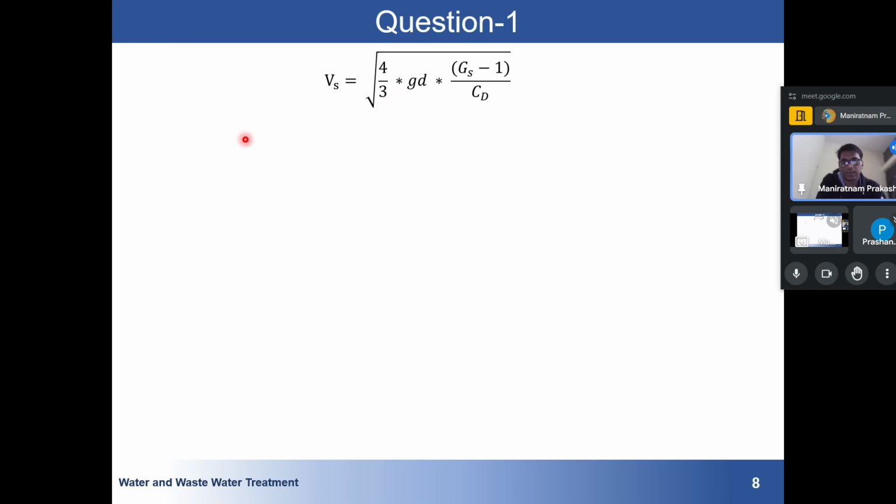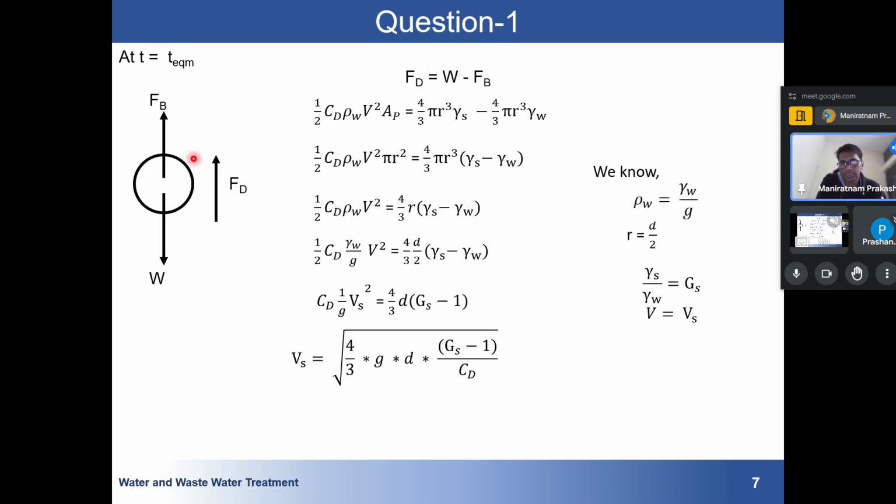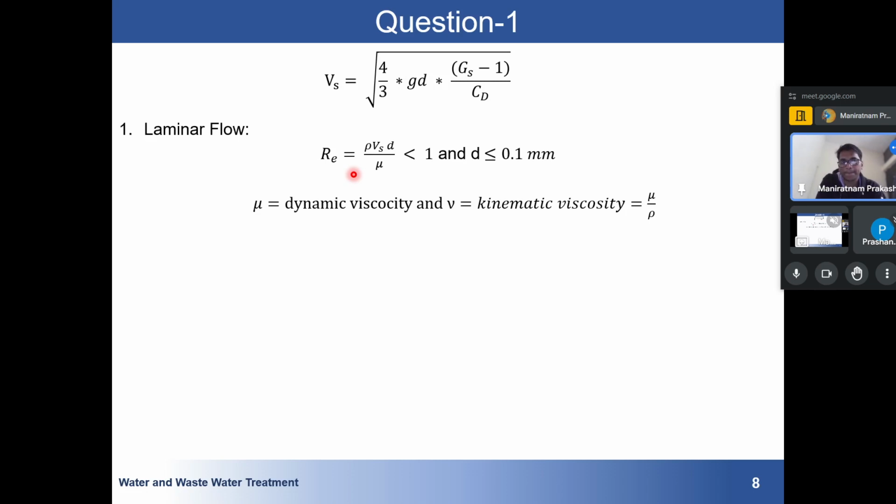Now, when the particle is settling down, the flow can be of different nature. Consider that this flow is happening in a laminar condition, or the particle is settling in a laminar condition. Laminar condition means one layer is not interfering with the second layer. Ignore this thing, I won't discuss why this d should be less than or equal to 0.1 mm. But the only condition for laminar flow is that Re, the Reynolds number, should be less than 1.